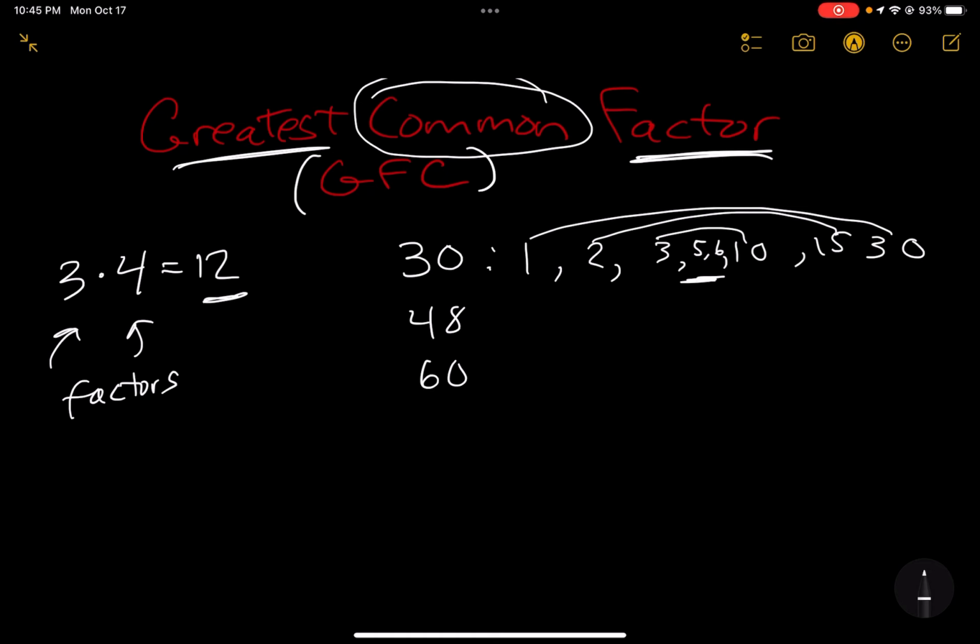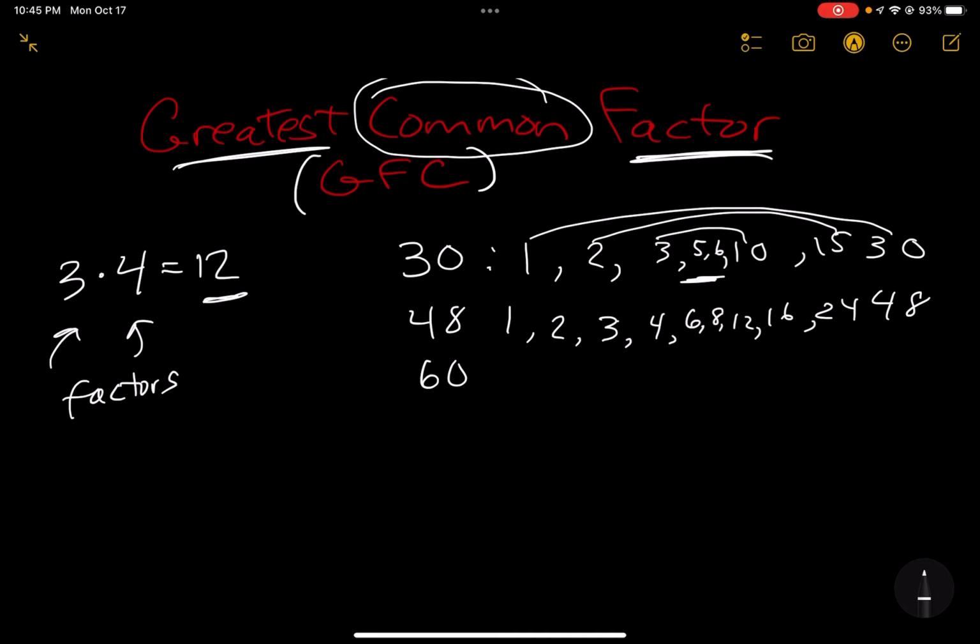How about 1 and 48? 2 and 24. I believe it's 3 and 16. 4 and 12. And once again, you can see how they're closing in on each other. And now I only have 5, 6, 7, 8, 9, 10, 11, right? And I know that in that set, 6 times 8 is 48.